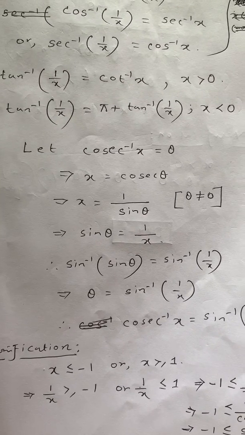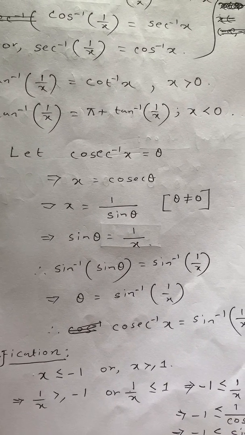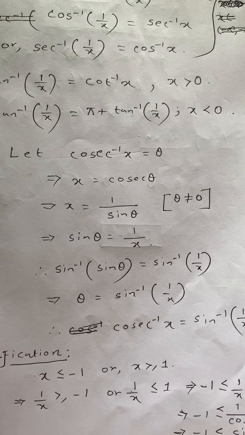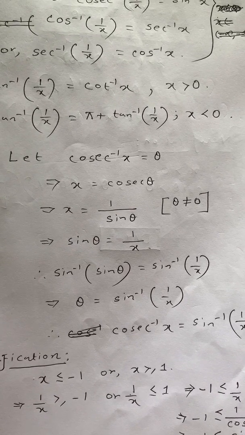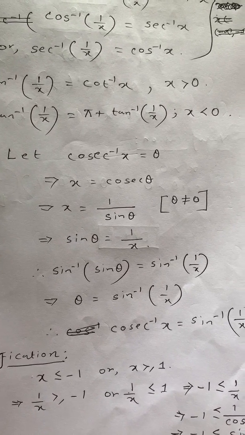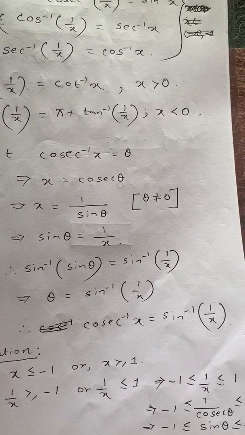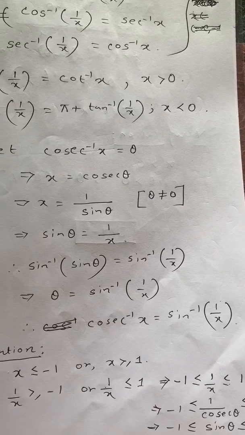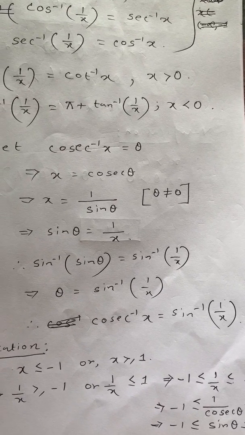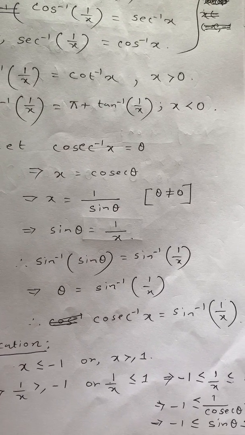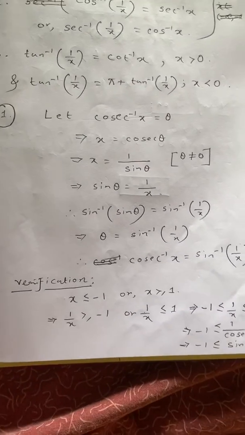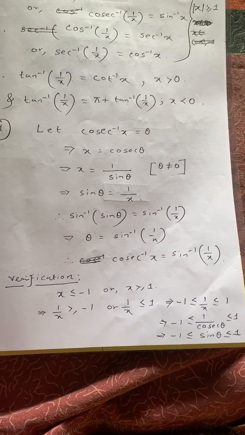The next step is sine theta is equal to 1 by x, and therefore if we take sine inverse on both sides, it becomes sine inverse sine theta is equal to sine inverse of 1 by x. So theta is equal to sine inverse of 1 by x. Therefore cosec inverse x is equal to sine inverse 1 by x. Remember, we always have to do this verification.